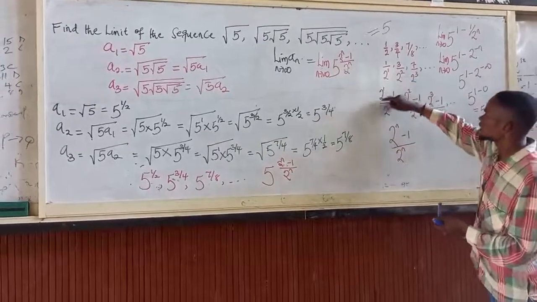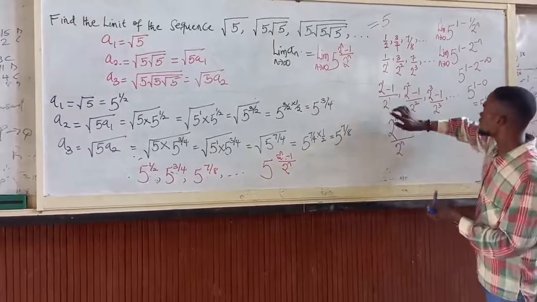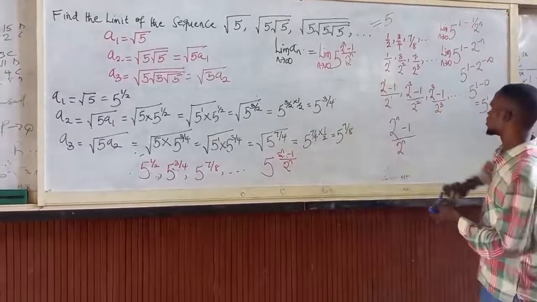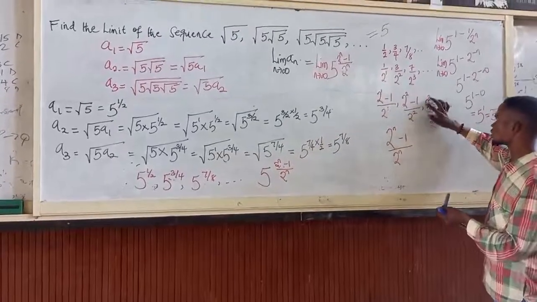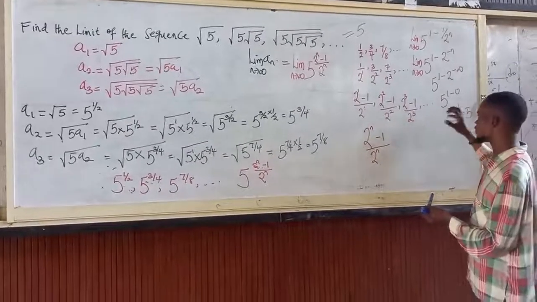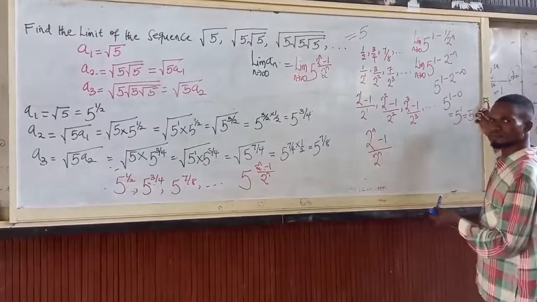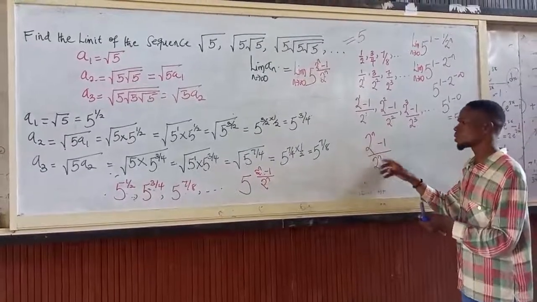Now this 1 can be written as 2 raised to the power 1 minus 1 over 2 raised to the power 1. Then 2 raised to the power 2 minus 1 over 2 raised to the power 2, and 2 raised to the power 3 minus 1 over 2 raised to the power 3. That means the fourth term is 2 raised to the power 4 minus 1 over 2 raised to the power 4. Now the nth term will be 2 raised to the power n minus 1 over 2 raised to the power n.